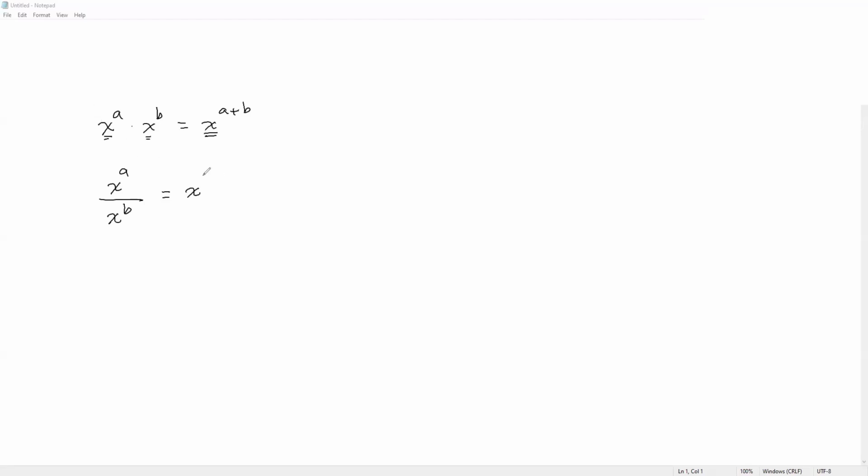That's no, just a. What about b? What do you do with b? Same thing? No, it's going to be subtracted. Why? Because this is multiplication. You agree? Yeah. And this is division. You agree? Yeah. A fraction is always a division.